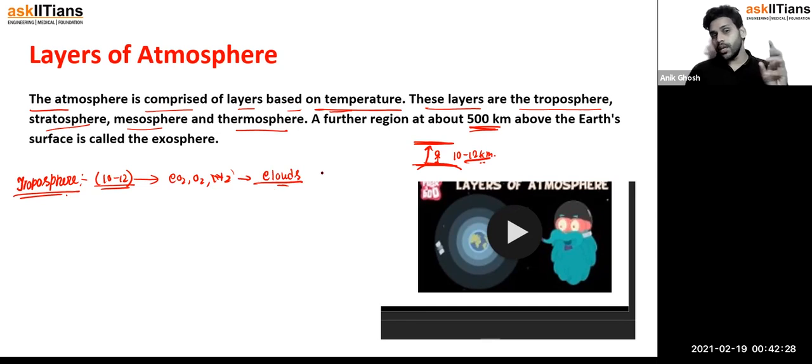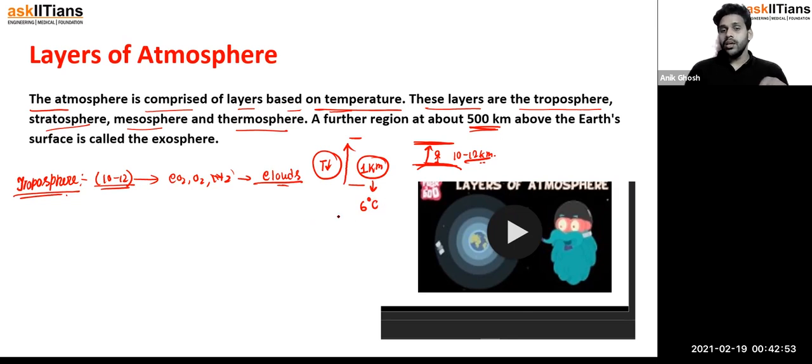And one more thing, in the troposphere, if you go up, what would happen? As you go up, the temperature would decrease. For every 1 kilometer rise, you would see a 6 degree centigrade decrease in the temperature. So you can get the idea about the troposphere from here.